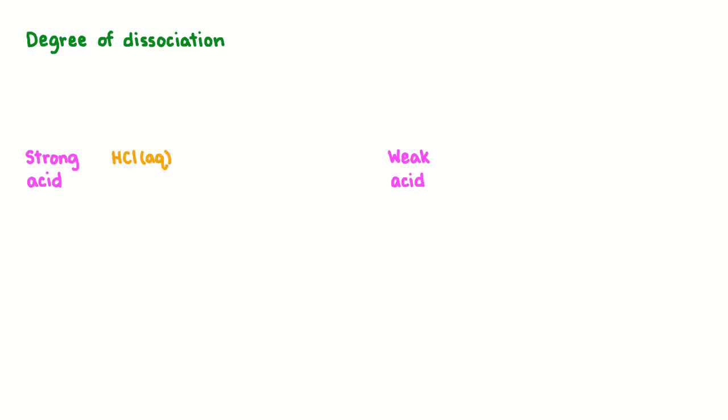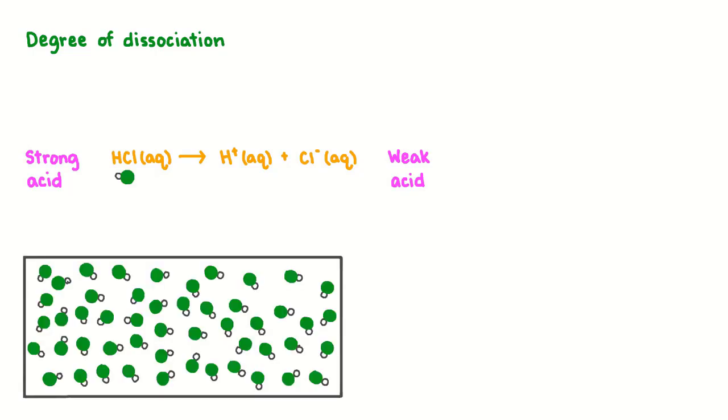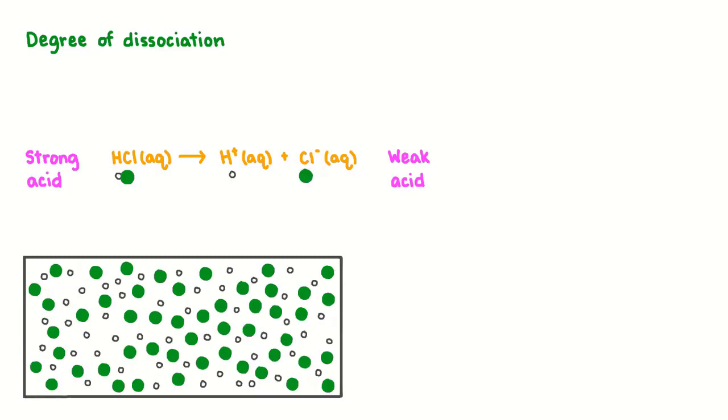When hydrochloric acid, a strong acid, is dissolved in water, all of the molecules dissociate into hydrogen ions and chloride ions. So if 50 molecules of hydrochloric acid were dissolved in water, all 50 molecules would dissociate.